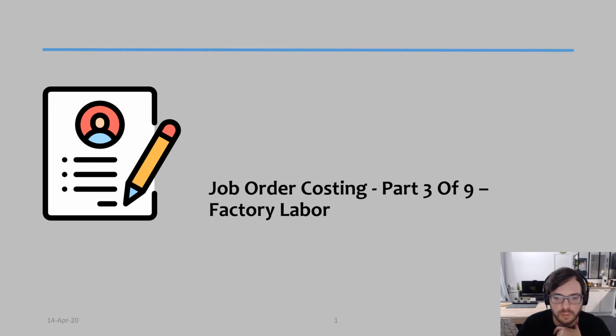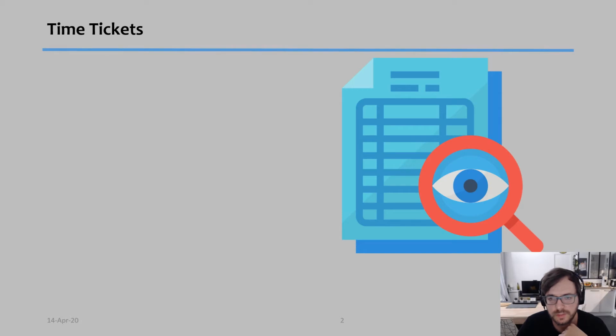All right, welcome to part 3 of the job order costing system mini series of videos. In this video, I'm going to talk about factory labor, or the direct labor and the cost of labor associated with producing our jobs. One of the main documents we're going to be using for that is called the time ticket.